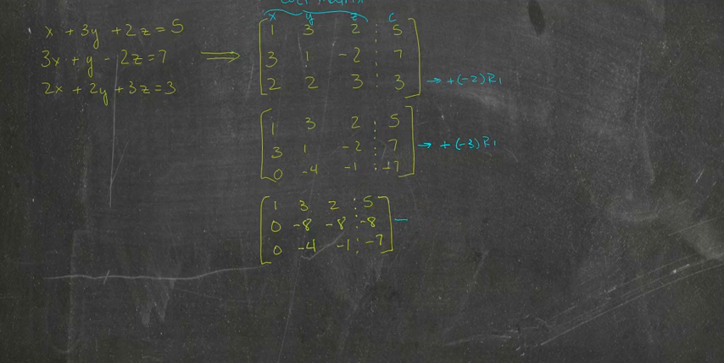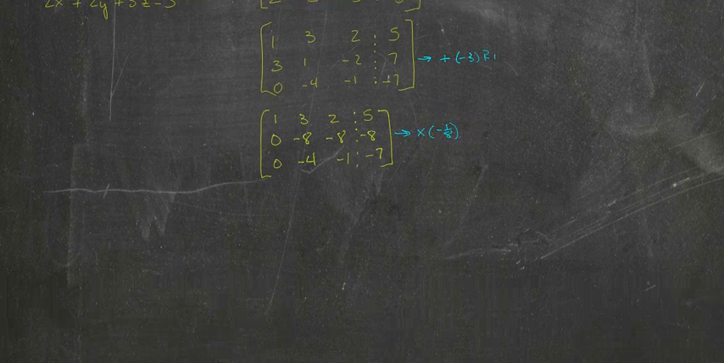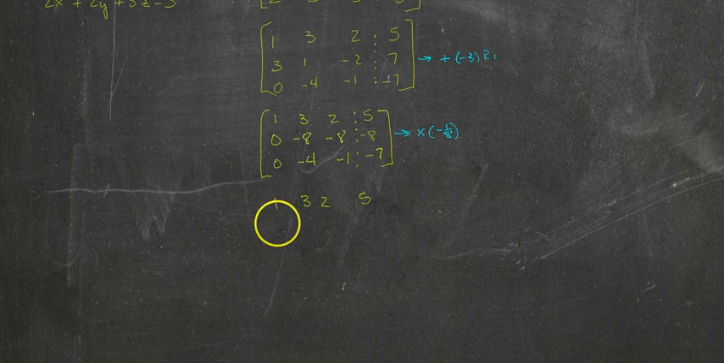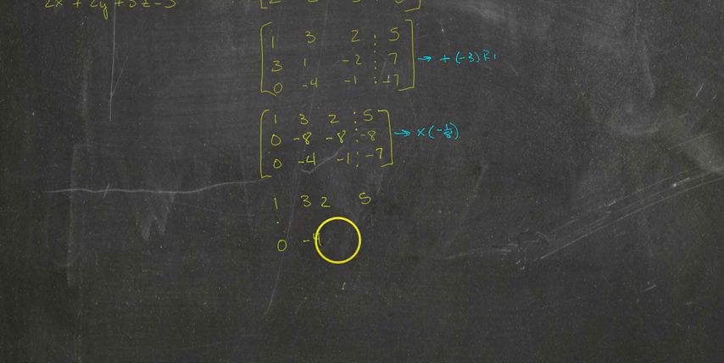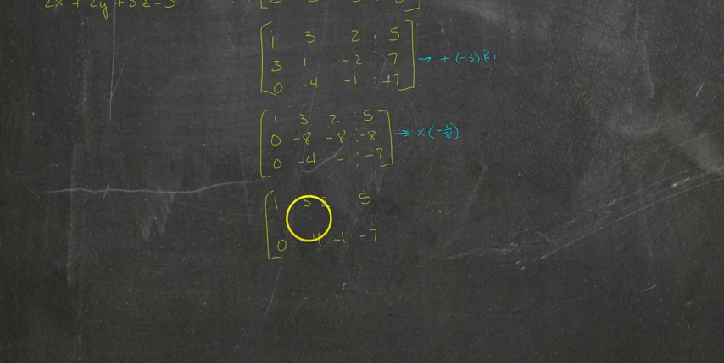I want to change this row so I get a 1 here. So I'm going to just multiply it by -1/8. So the rows I'm not changing, 1, 3, 2, 5. And 0, -4, -1, -7. And now let's change the center row. I'm multiplying by -1/8. So 0, 1, 1, 1.